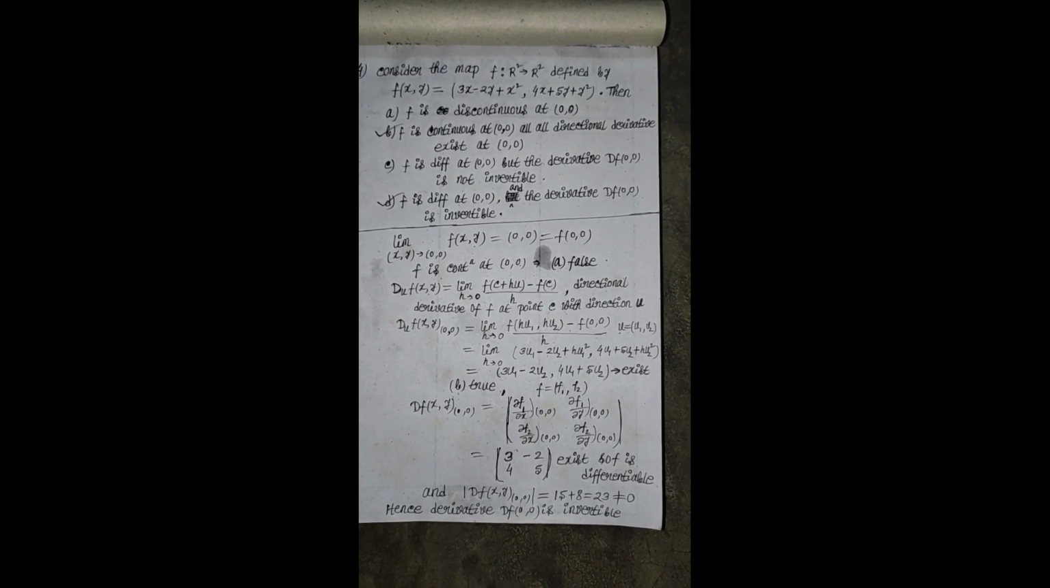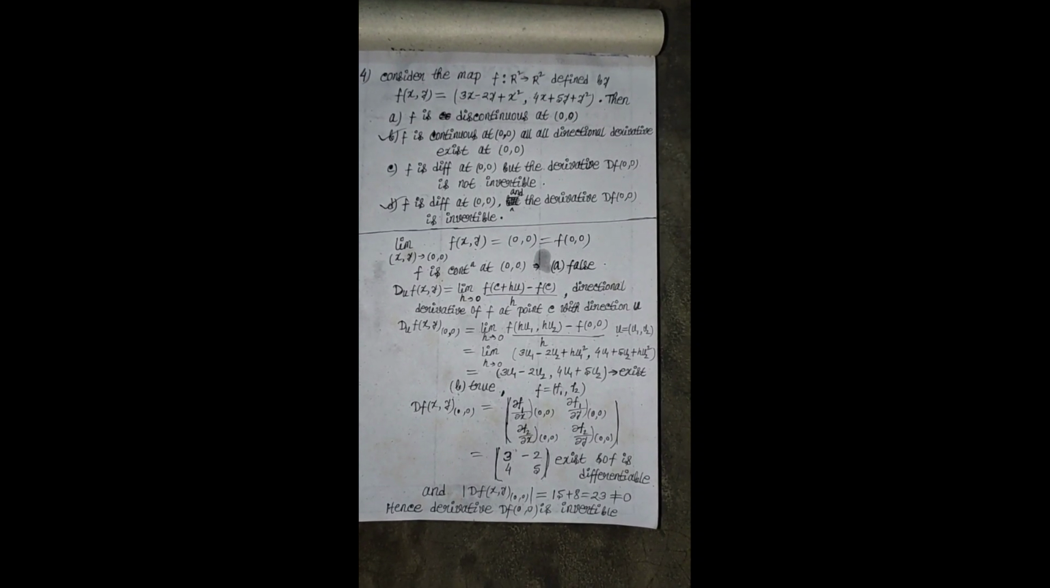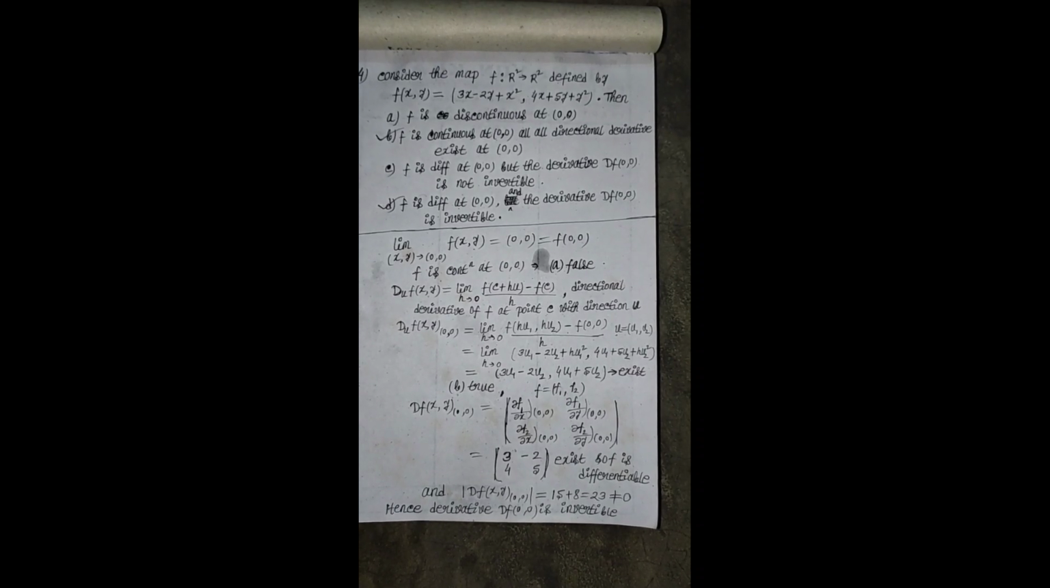Question 4: consider the map f from R² to R² defined by f(x, y) = (3x − 2y + x², 4x + 5y + y²). Option A: f is discontinuous at (0, 0). Option B: f is continuous at (0, 0) and all directional derivatives exist at (0, 0). Option C: f is differentiable at (0, 0) but the derivative df(0) is not invertible. Option D: f is differentiable at (0, 0) and the derivative df(0, 0) is invertible.